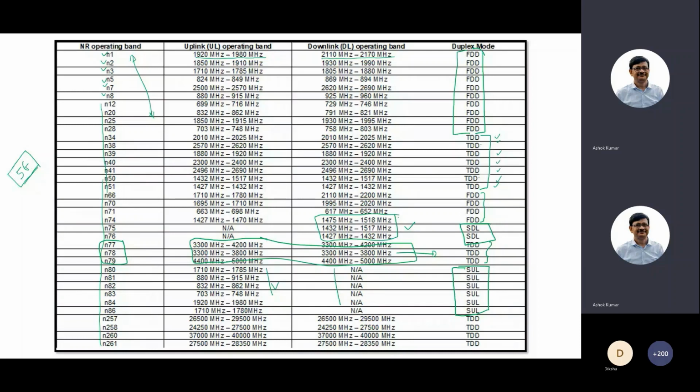Now again, if you see the millimeter wave bands, which are N257, 258, 260, and 261, these are all TDD bands.